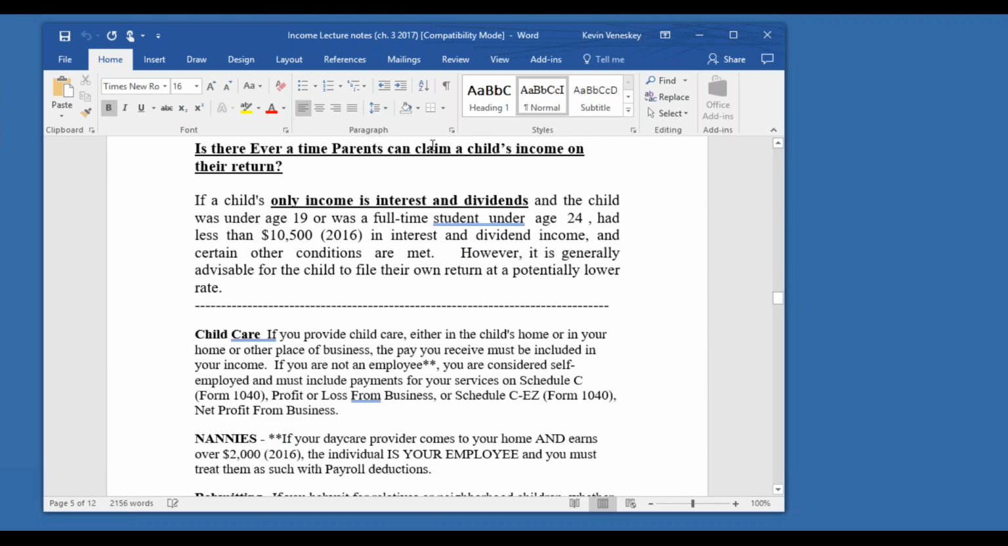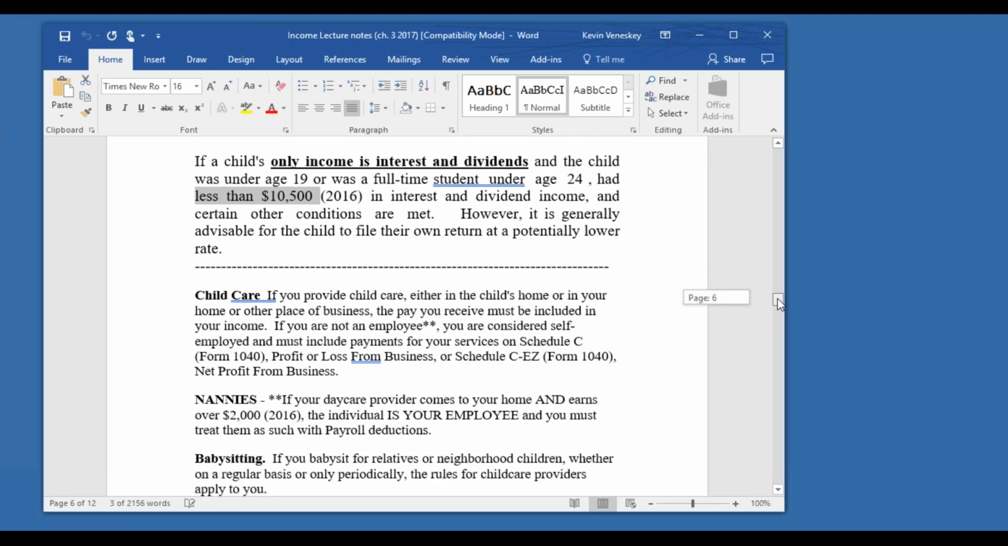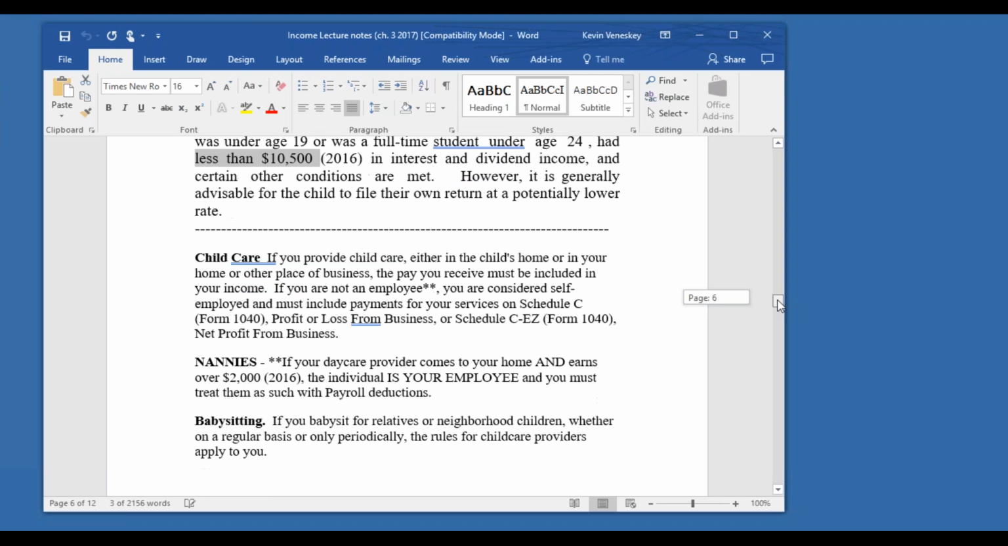So that's what I got here. Is there ever a time when parents can claim their child's income? Yes, but it's pretty minimal. They have to only be interest and dividends, and it has to be less than, at least for 2016, $10,500. But again, it's best if the child probably does it on their own because it's a good chance that the parent is in a higher tax bracket than the child.